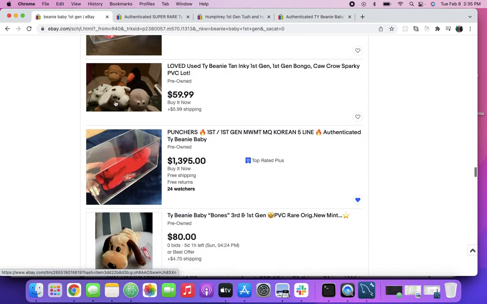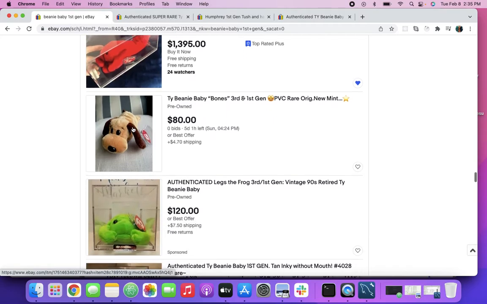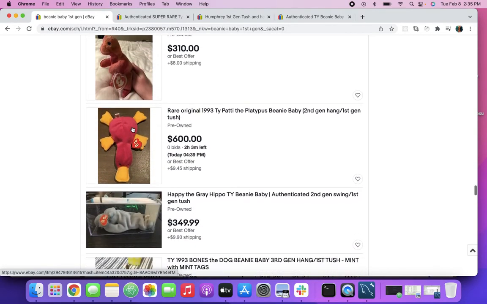If you type in beanie maybe first gen, this is a Punchers. We all know Pinchers, but Punchers was the first name, and then it got changed, but there are still first-gen hang tags with Punchers on it, with the Korean 5-line, all that. This is some Holy Grail-type stuff and a beautiful beanie, and definitely, I would say, worth the $1,400. I don't know if it's going to sell, because not many people are in the market for it, but for people who love it, it's definitely something that's sought after.